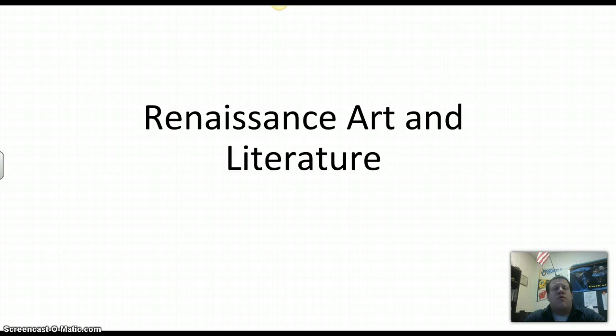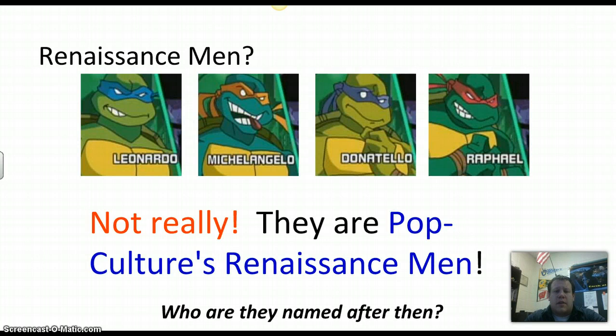So, we're still looking at who the Renaissance men are. These are the Renaissance men: Leonardo, Michelangelo, Donatello, Raphael. No, they're not really Renaissance men. They were the men of my childhood. I worshipped these guys when I was about 7 years old.